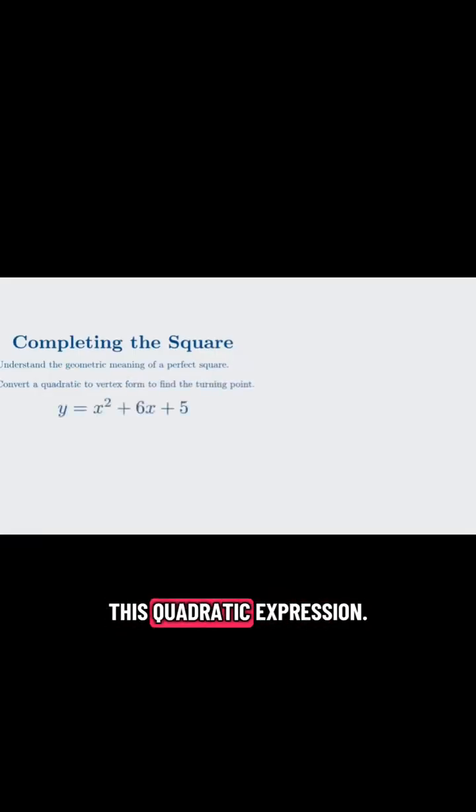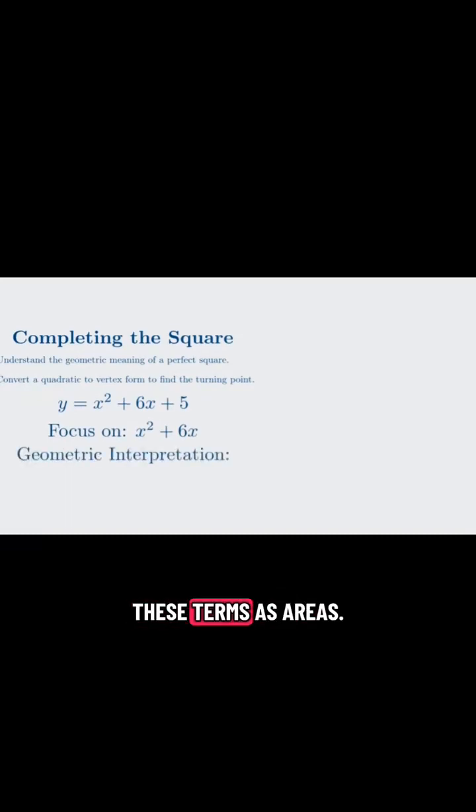Let's start with this quadratic expression. Our goal is to find its turning point, without just memorizing a formula. To understand the why, let's look at just the first two terms, x squared plus 6x. Imagine these terms as areas. x squared is literally a square with side length x. 6x is a rectangle with one side of length x and the other of length 6.